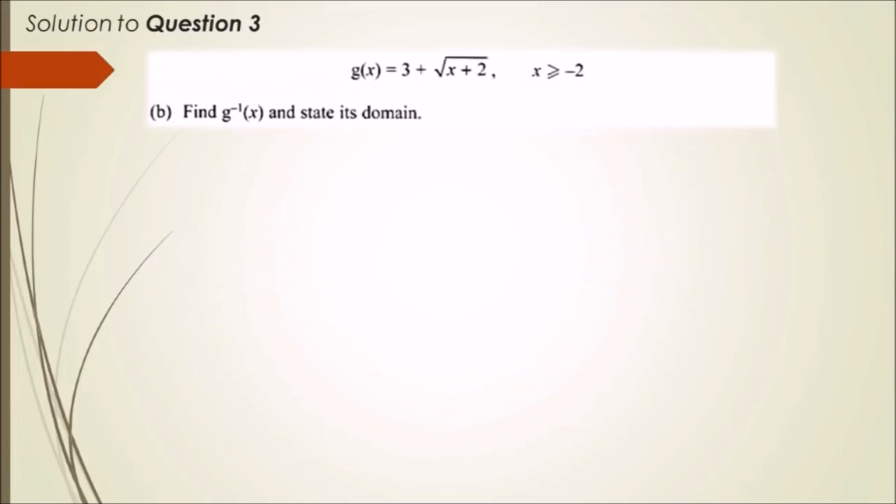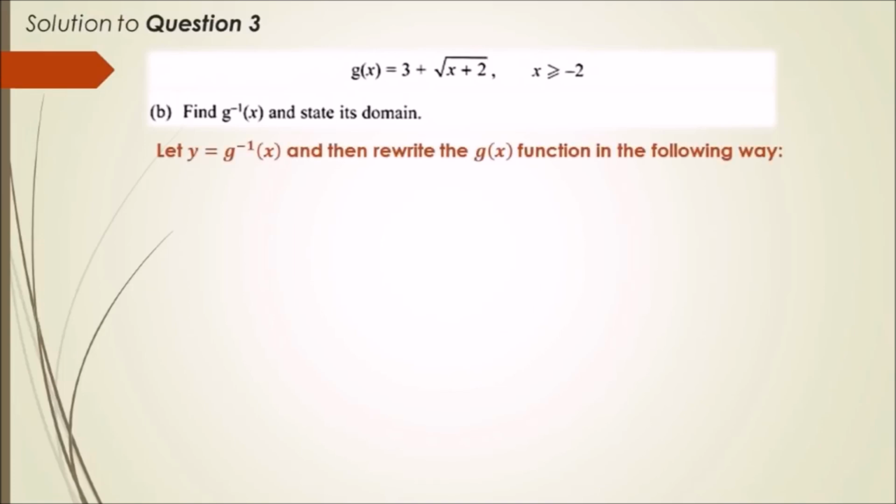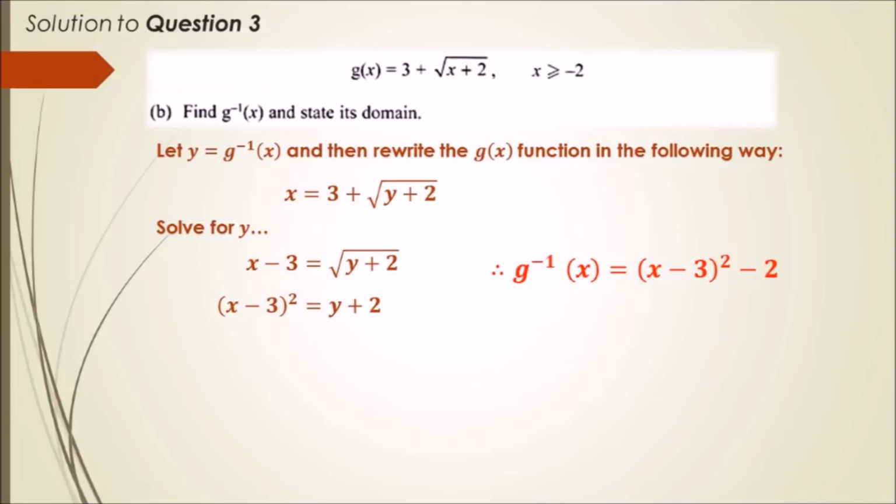Here we're supposed to find the inverse function of g and state its domain. What I stated is that we should let y equal the inverse of g and then rewrite the function in the following way. Basically all you want to do is swap g(x) with the letter x and swap x with the letter y. So the function looks a bit like this. Now all you want to do is solve for y, because we know that y is going to be the inverse. So subtracting 3 across, then squaring the left hand side and right hand side, and then finally subtracting 2, we should get the inverse function here.